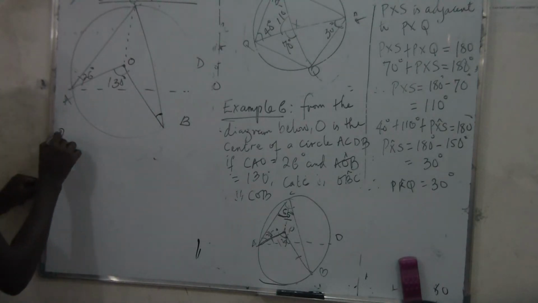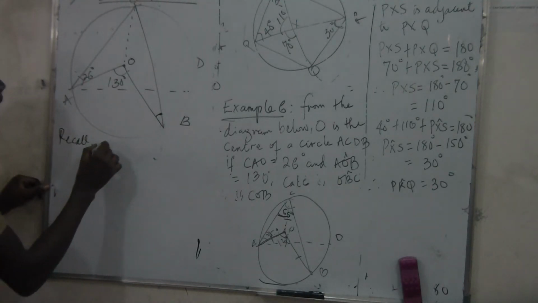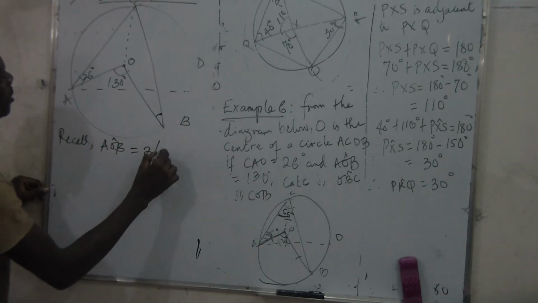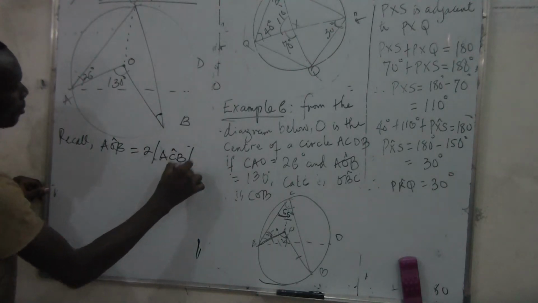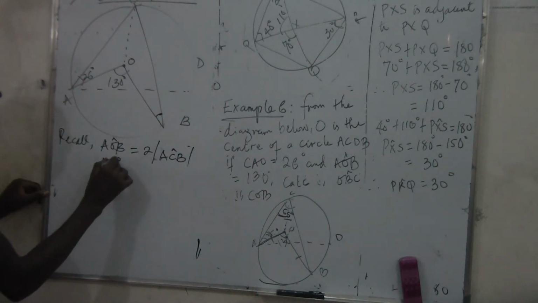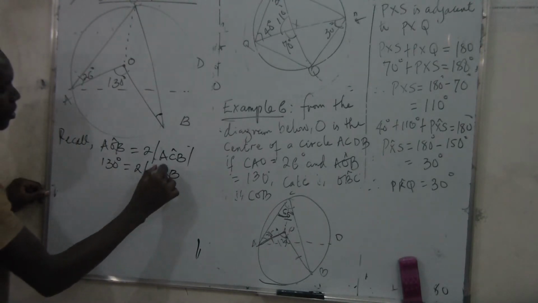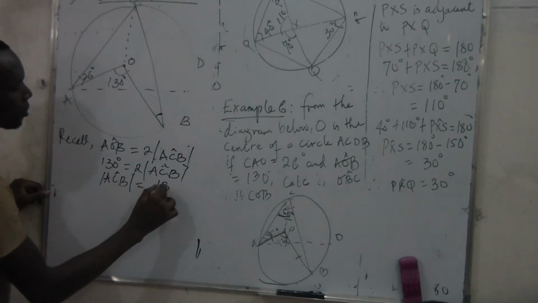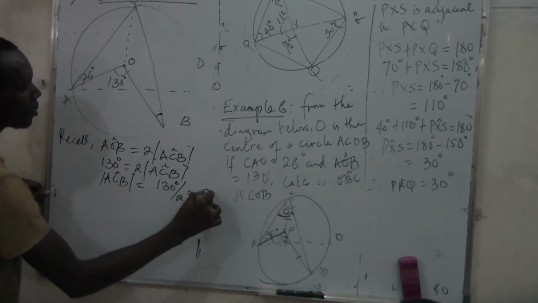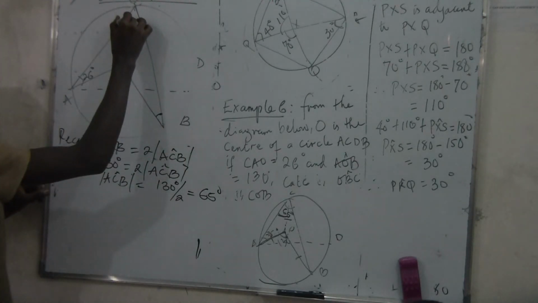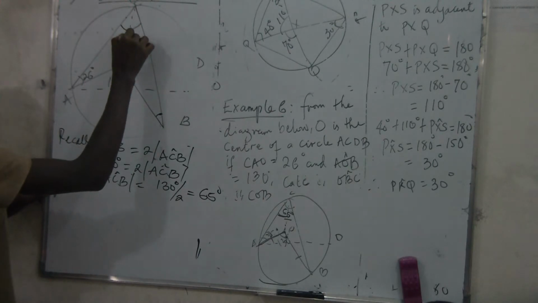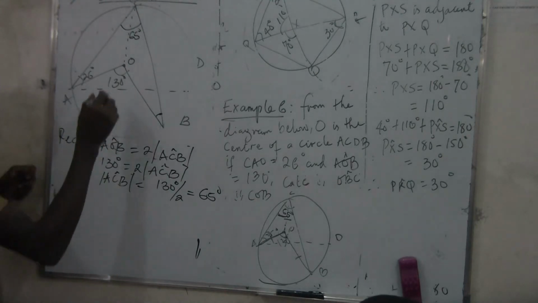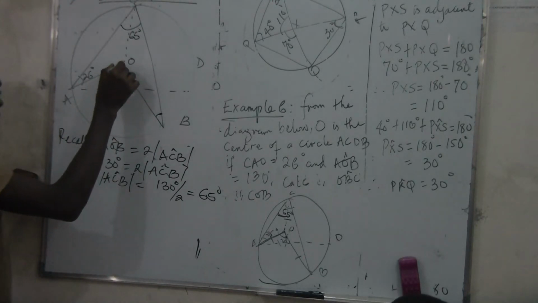So let's write, recall, angle AOB is equal to 2 times angle ACB. So AOB is 130 degrees, equal to 2 times ACB. That means ACB is equal to 130 degrees divided by 2, and that's 65 degrees. So this whole angle is 65 degrees.